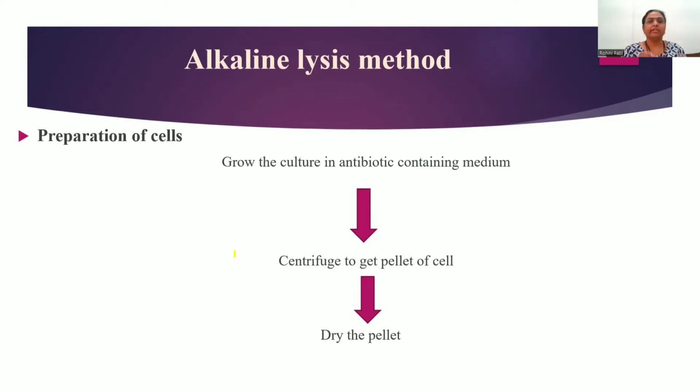Antibiotic is nothing but a selective pressure. Suppose in the E. coli cell there is the presence of the pUC18 plasmid, then we are going to add ampicillin into the medium. So it is going to be a selective pressure. Now, what is this selective pressure?